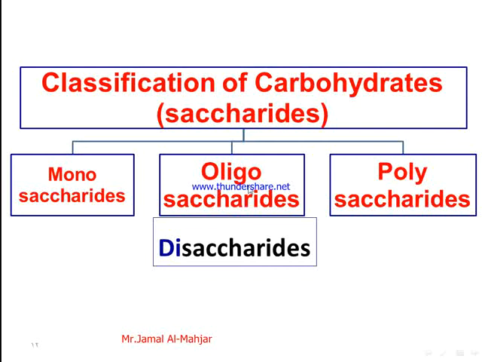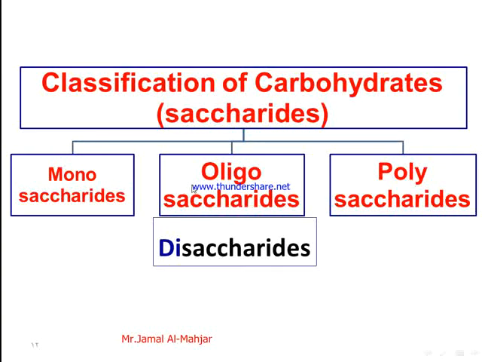We call them oligosaccharides. The third one we call polysaccharides. Mono means one. Oligo means few or limited. Poly means many. From oligo, they contain only from 2 to 10 units of monosaccharides.